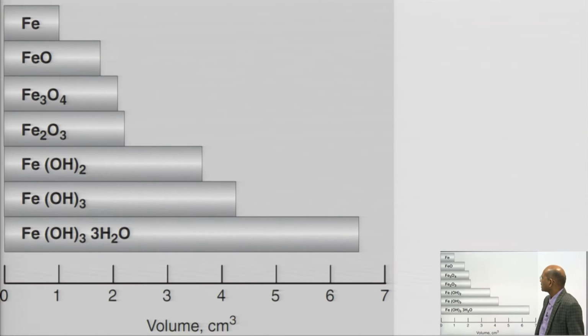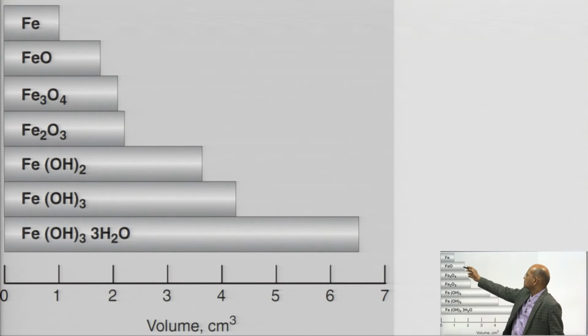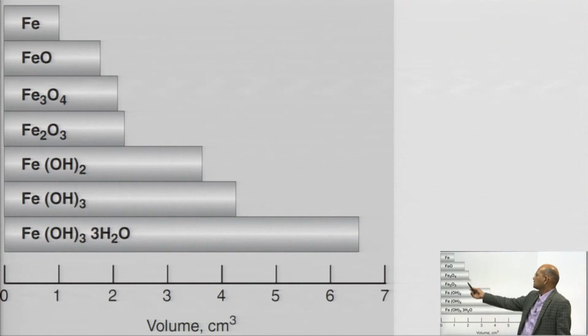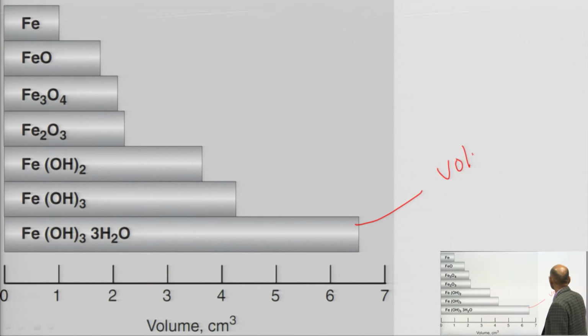Earlier we have FeO. As this reaction increases, the deposits grow, and with further deposit of corrosion material the volume increases to Fe3O4. This volume has been taken in cubic centimeters, and once again the volume increases to Fe2O3, then Fe(OH)2, Fe(OH)3, and Fe(OH)3 plus 3H2O. So, you can find the volume of corrosion. This is the rust, the volume of rust.